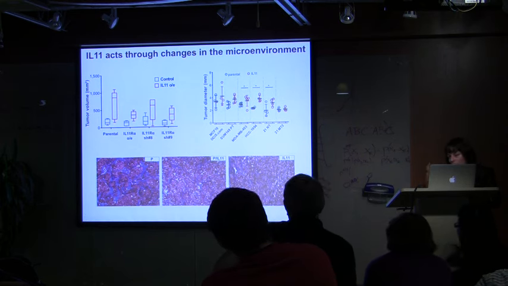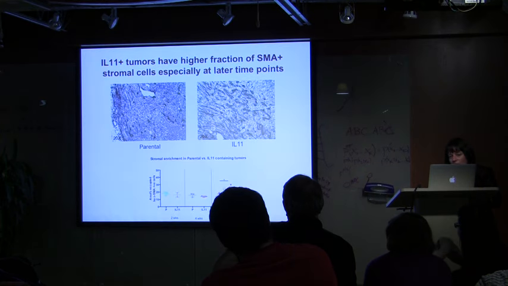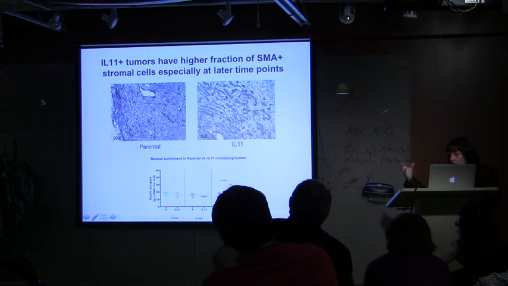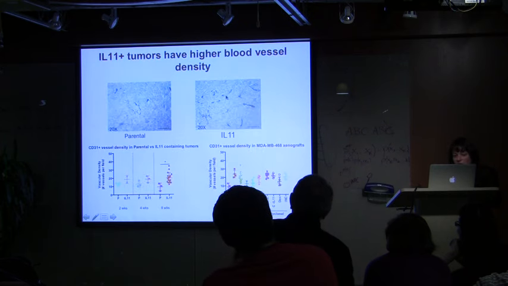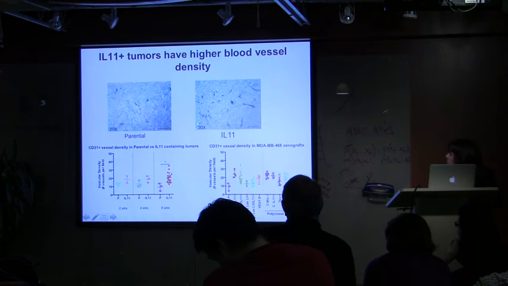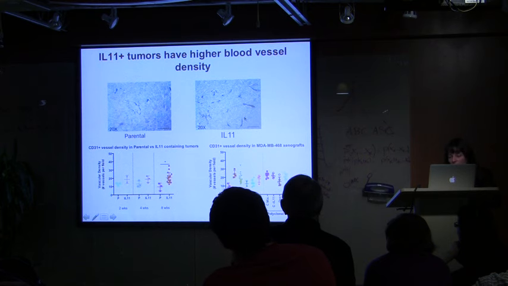So it seems to be a paracrine effect, and we have many other pictures showing that the microenvironment of these tumors seems to be different. These brown cells are the stroma cells, so these are not the cancer cells, so it looks like it recruited them to the tumor, and they seem to be more angiogenic. If we count the blood vessels, these are these brown dots here. These IL-11 tumors are more angiogenic.